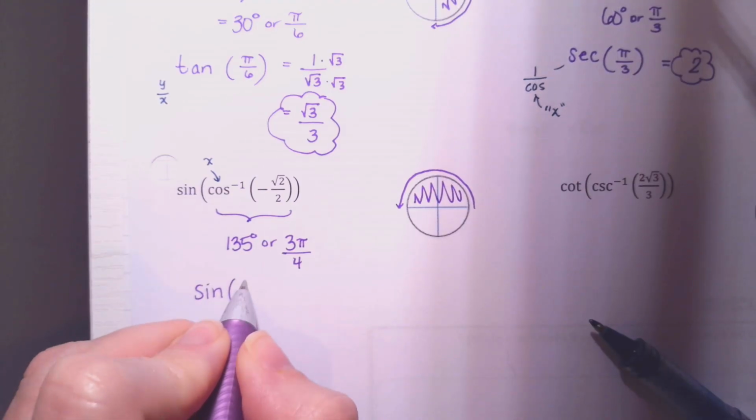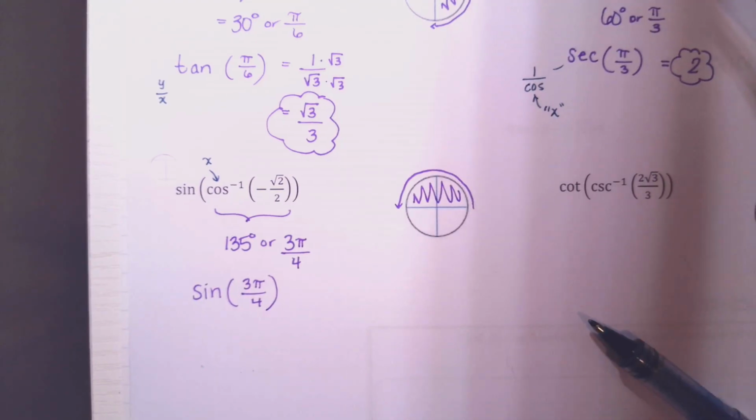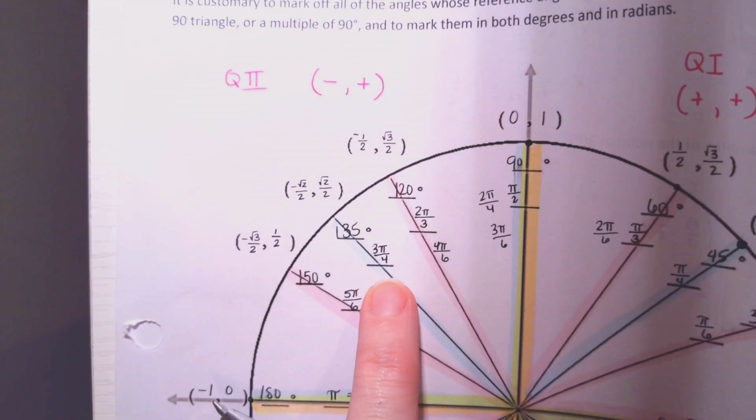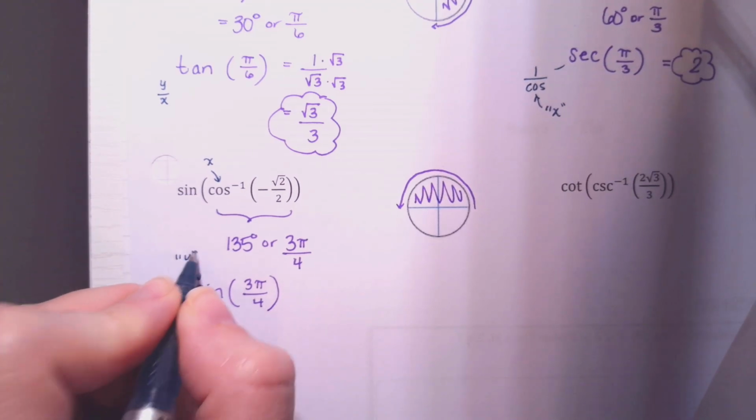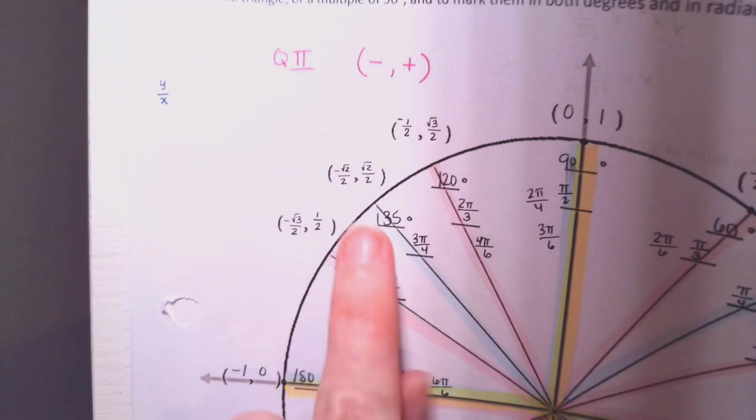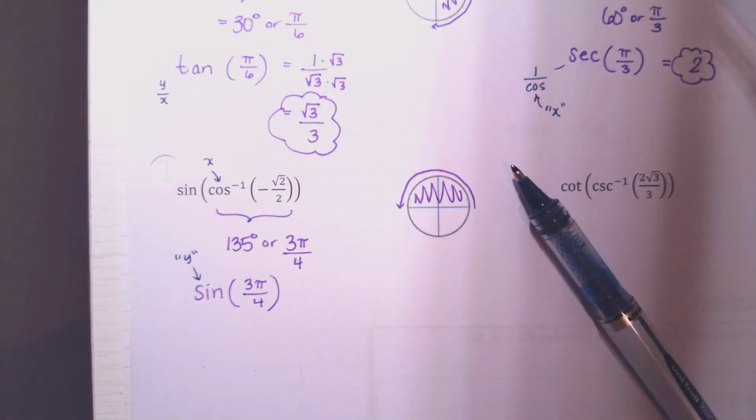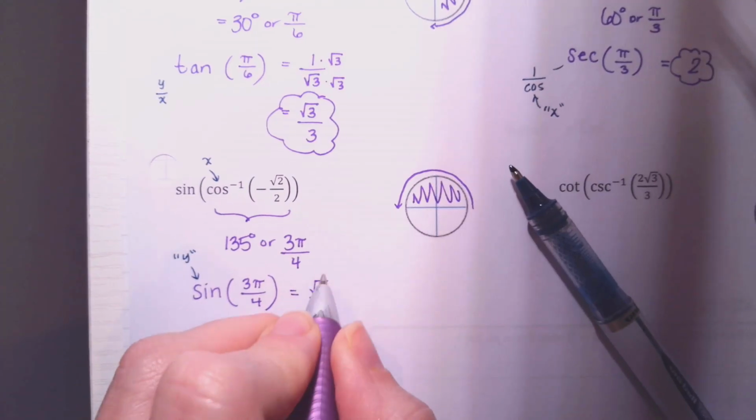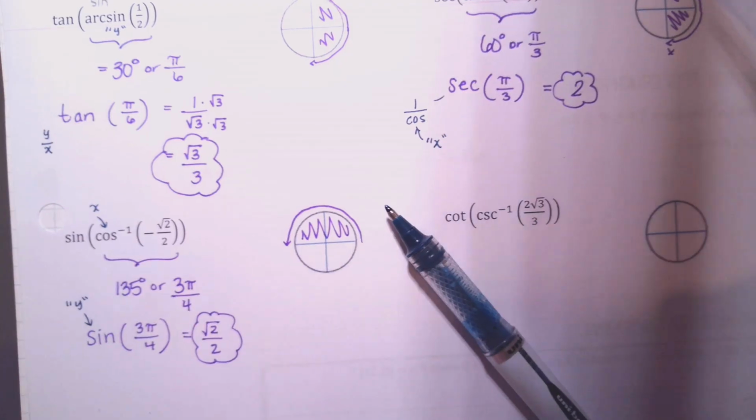So then we'll do sine of 3 pi over 4, which is not an inverse trig function, it's just sine. So we're going to look at 3 pi over 4, and we're going to find just the sine value here. Remember, the sine value is the y coordinate, the y value of the coordinate. So looking here, the y value would be square root of 2 over 2. Equals root 2 over 2. Okay.